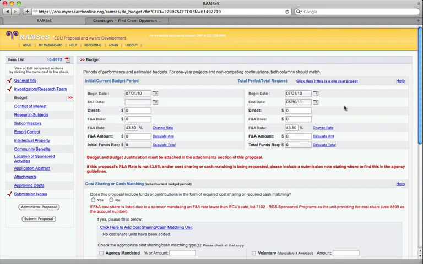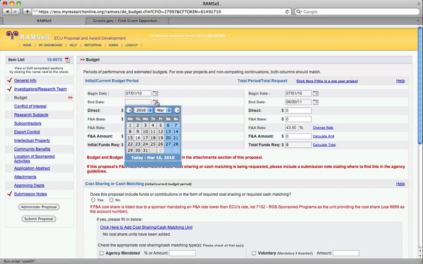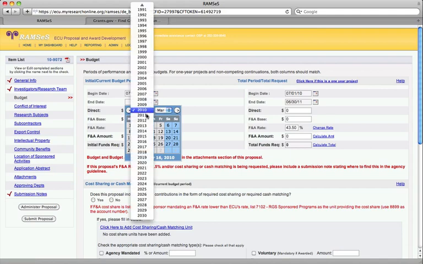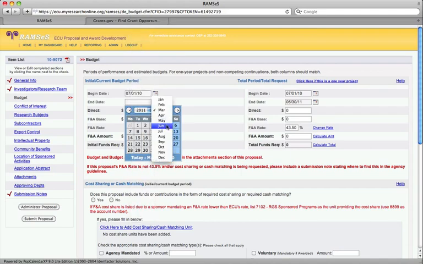This is a RAMSeS quick tip on creating a new proposal. Here we're working on the budget screen. Notice that you are asked to put in the initial budget period and the total request. Beginning date carries forward from the general information screen completed earlier. Here we'll choose the end of the first year, simply 1 year later.